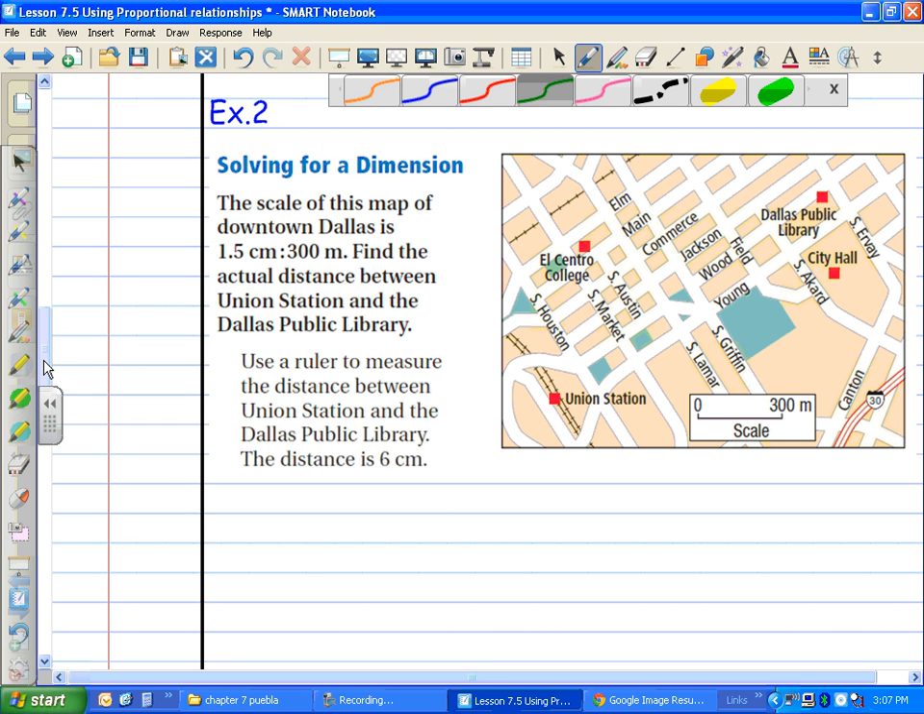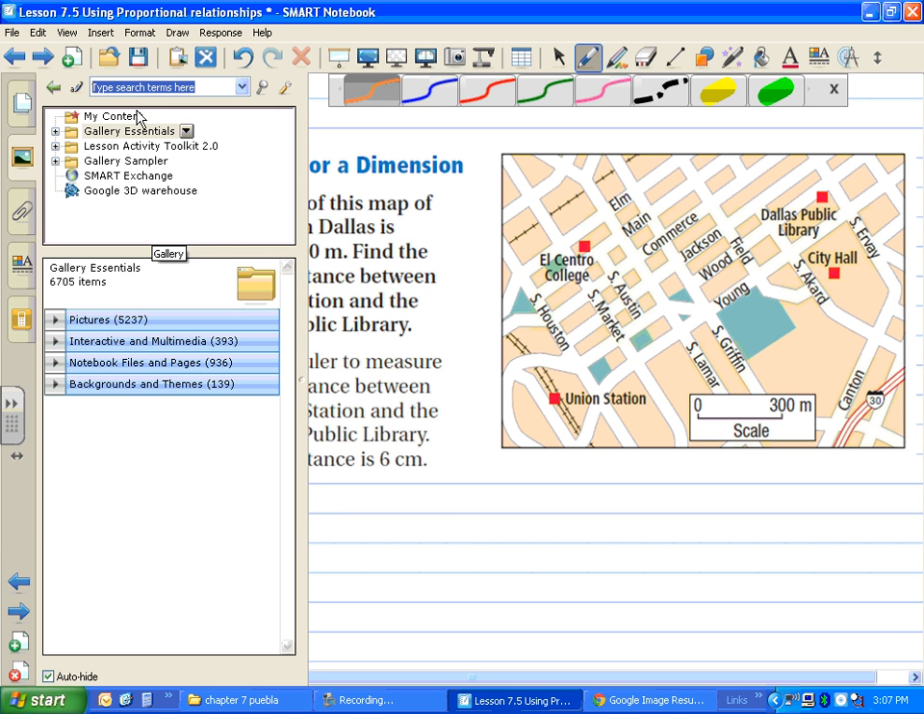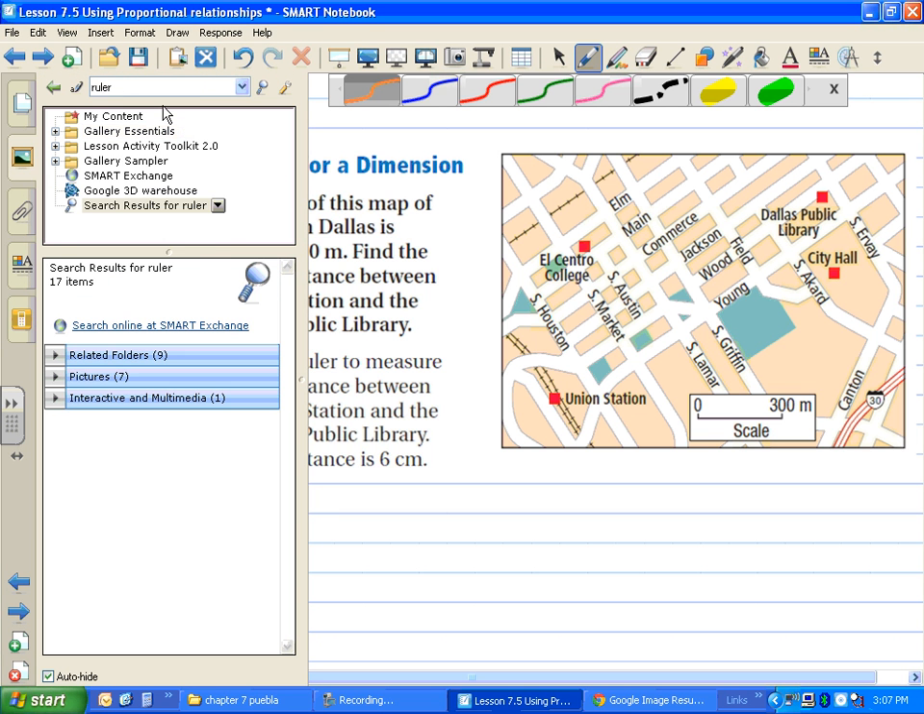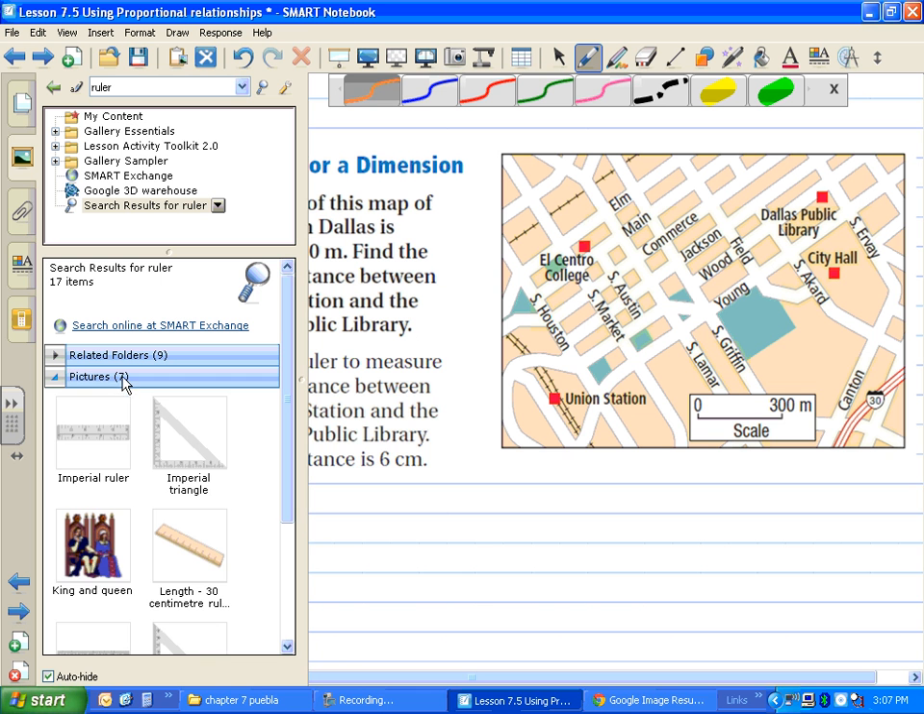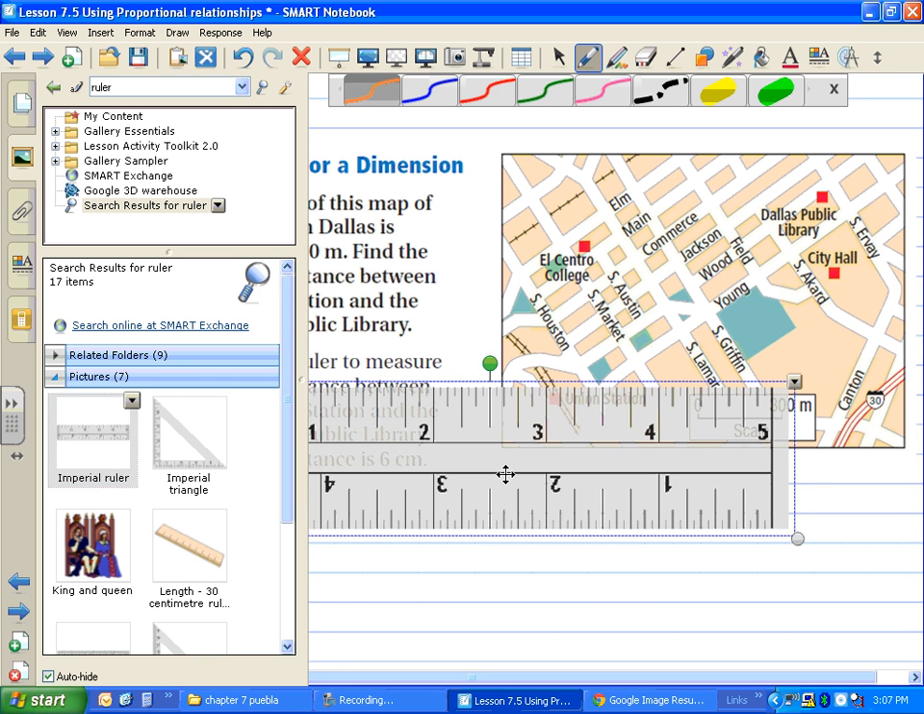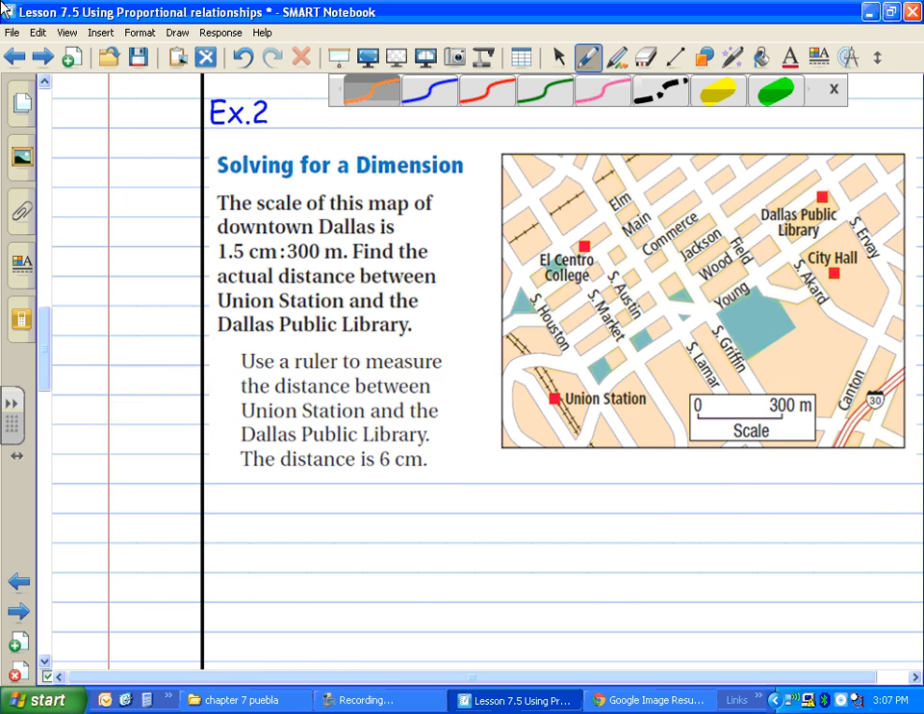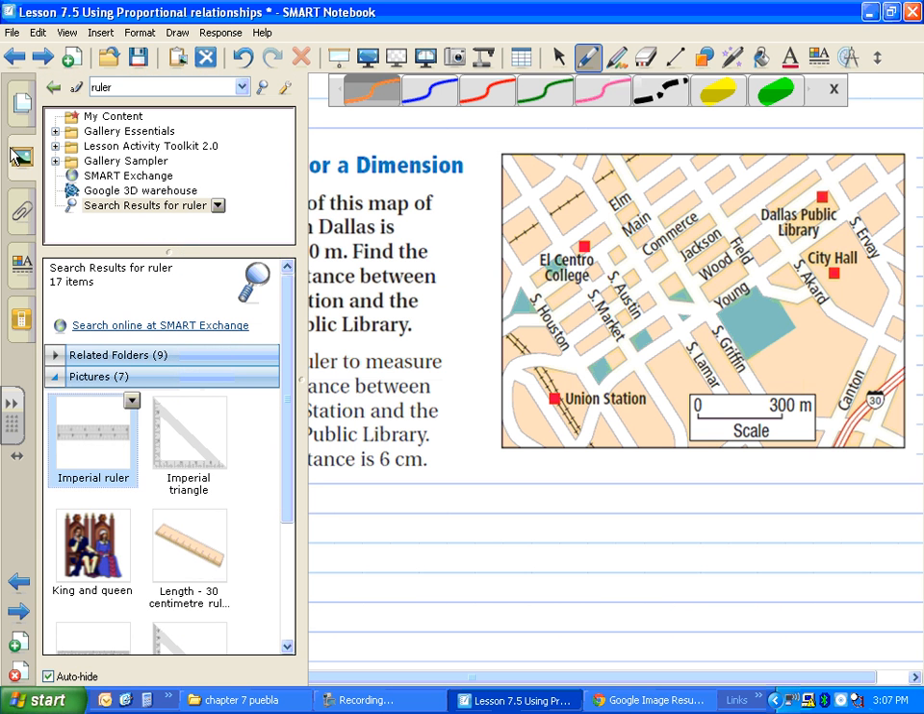And this came out of your book. Okay, so this is example 2 in your book. This says the scale of this map of downtown Dallas is 1.5 centimeters to 300 meters. So that means that if I was to take a ruler, and let me see if I could find a ruler here. So I have one, so you can see me doing this and not just kind of pretending. So I'll search for a little quick ruler here. I will pull out my imperial ruler here. Actually, that's inches. I don't want inches. I want centimeters, right? So let's see, centimeter ruler.